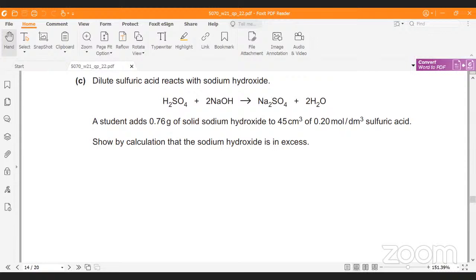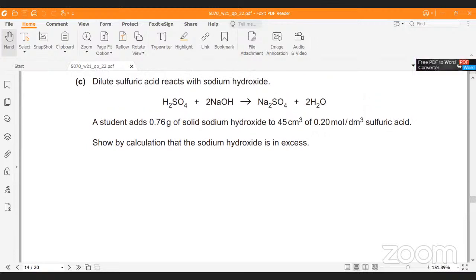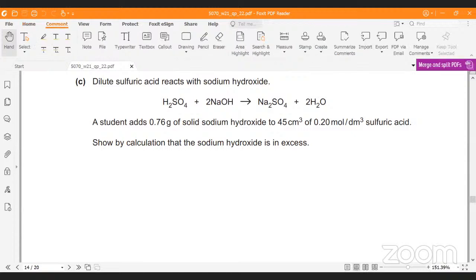Now, the mark allocation, the number of marks allotted, may be a little different for each type of examination, but the general knowledge, the general understanding, the process will generally be the same, okay? All right, so look at this question really quickly. It says dilute sulfuric acid reacts with sodium hydroxide. This is an examination question that showed up in the O-levels in October/November 2021, paper 2. A student adds 0.76 grams of solid sodium hydroxide to 45 cm³ of 0.2 mol/dm³ sulfuric acid.